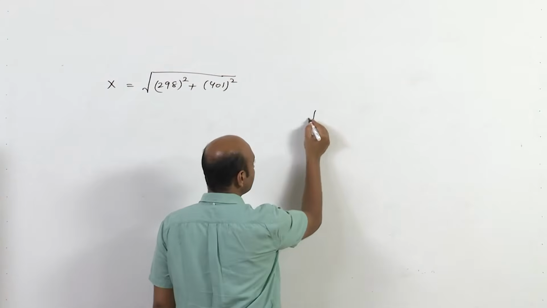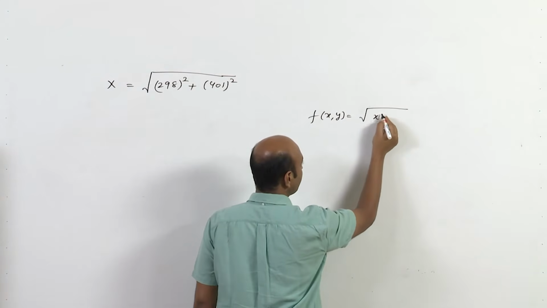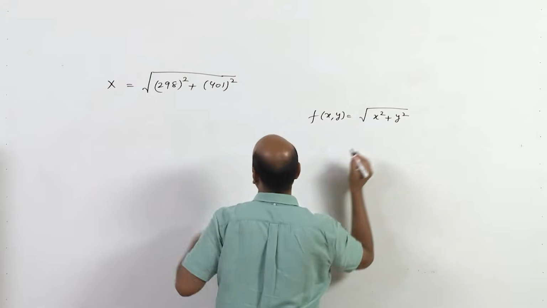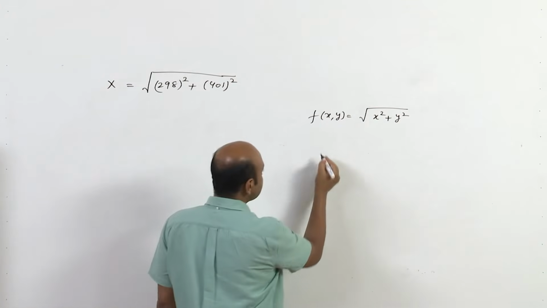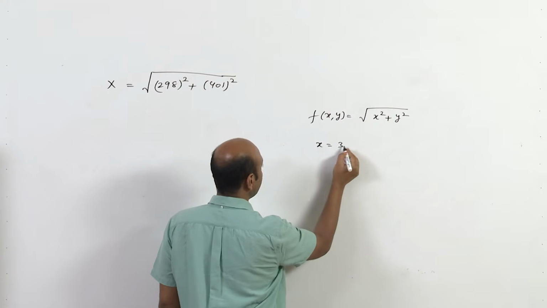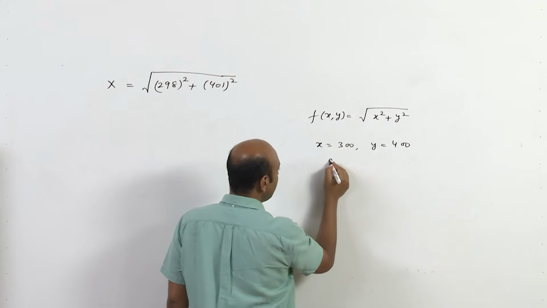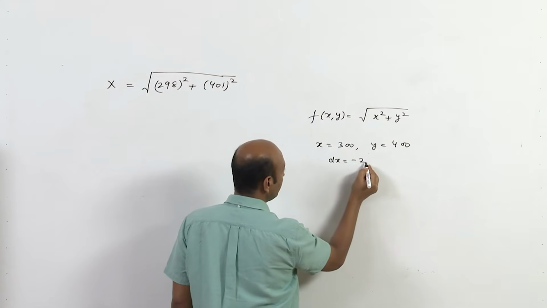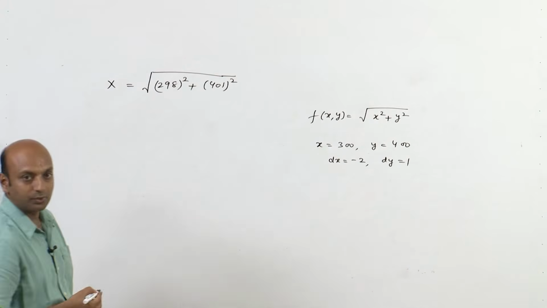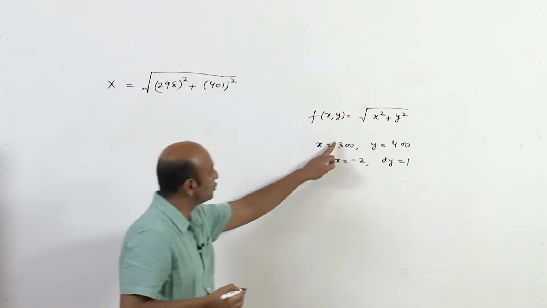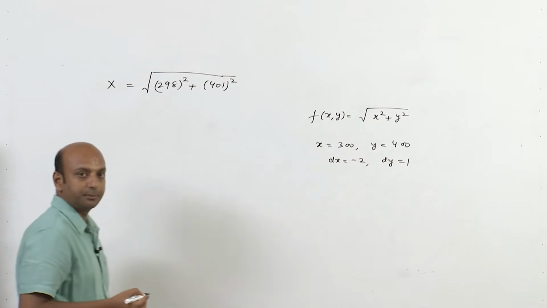Let us define the function as f of x, y equals under root x square plus y square. Take x as 300 and y as 400. Take dx as minus 2 and dy as 1. Because this minus 2 will give 298 and this plus 1 will give 401.